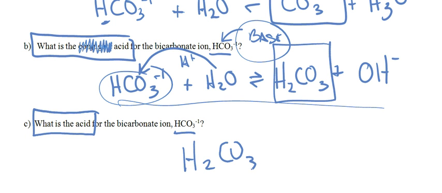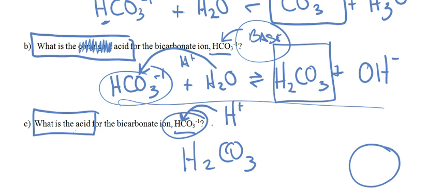H2CO3. Because if this is a base, that means that they're accepting a hydrogen from something, from some acid, which we may or may not know. Actually, we don't care. We're just getting a hydrogen from something. And so it wants to know, what is the acid? Well, on the other side of the equation, this is acting like a conjugate base, which is over here. So this equation is actually flip-flopped.